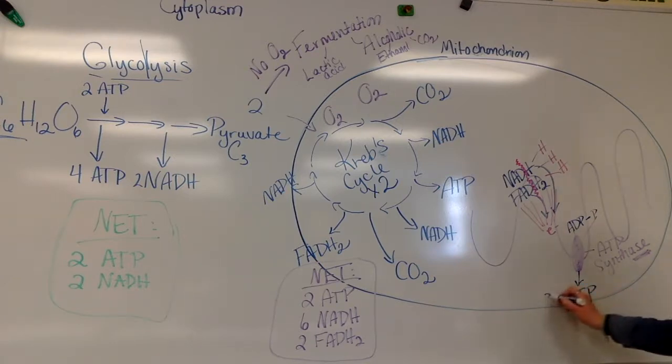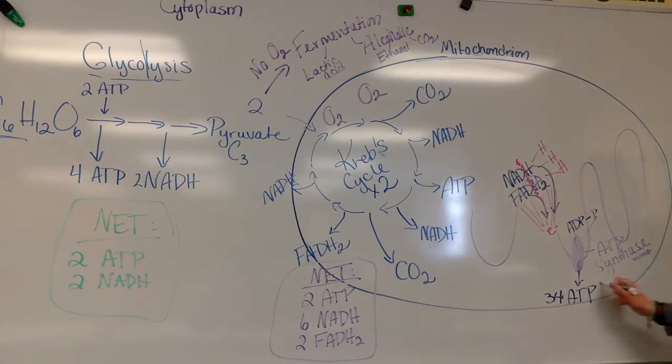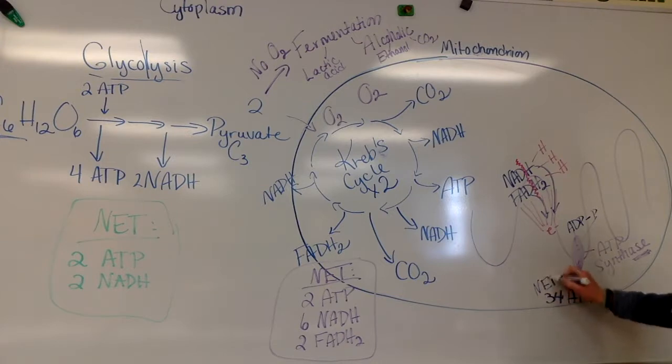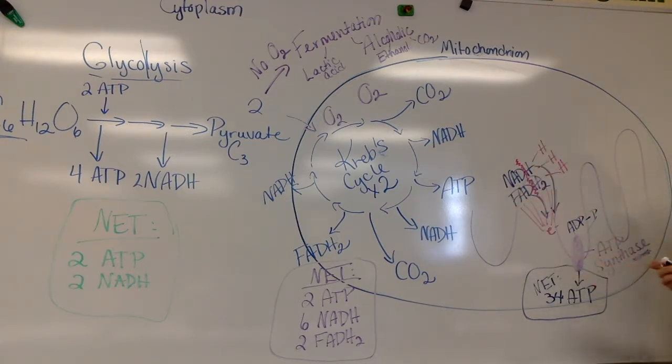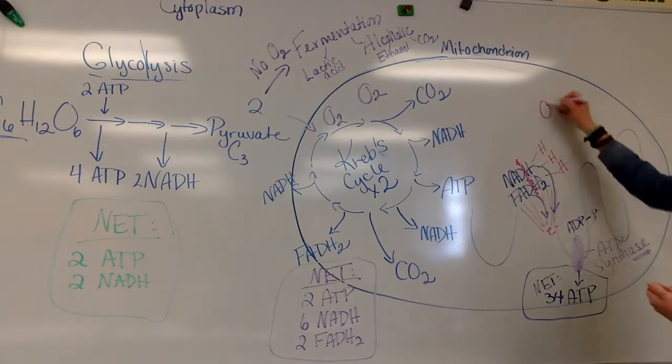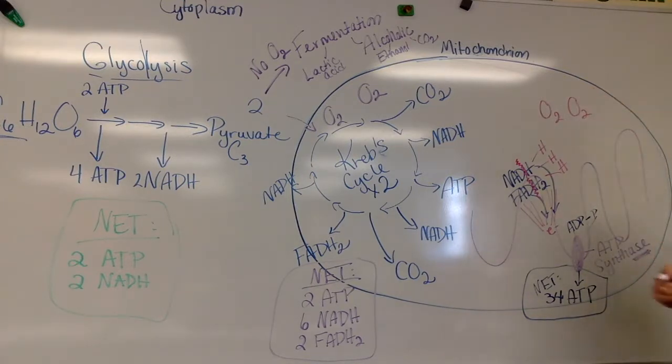Specifically, 34 max. So this is going to be our big energy carrier. We have our net totals for this, 34 ATP. We no longer have any NADHs or FADH2s because those are used here. The other thing we have to keep in mind is these hydrogens. Now remember, when we're inside of the mitochondrion, we need oxygen. There's oxygen present. So the hydrogens and oxygens are going to bind together, and water is going to be given off.